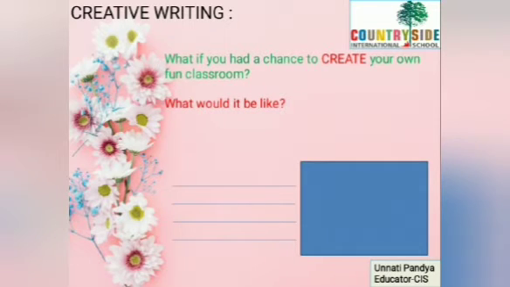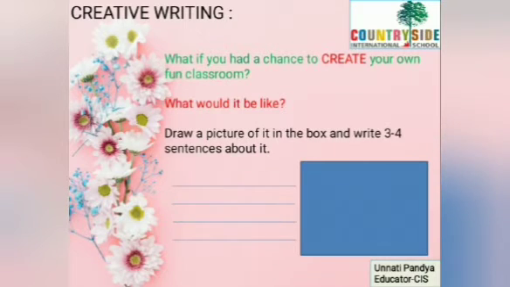What would be the color of the walls? What name would you like to give to your classroom? What would be the sitting arrangement in the class? Where will you keep the board? Where will be the teacher standing? So all these things you have to think about. Draw a picture of it in the box and write 3-4 sentences about it.